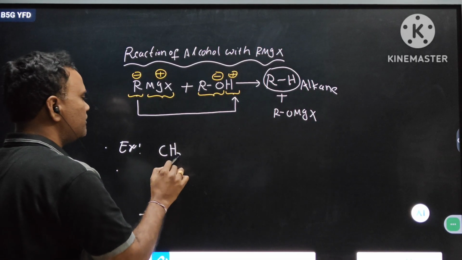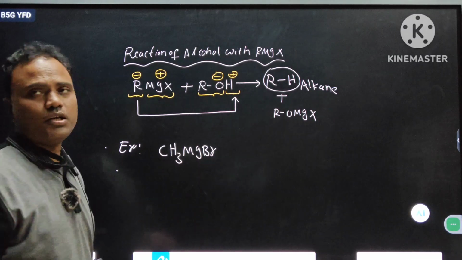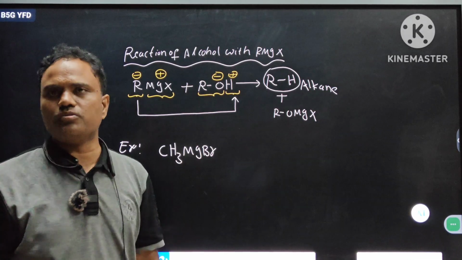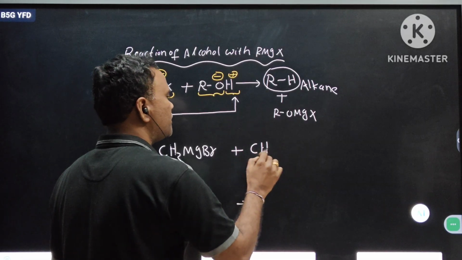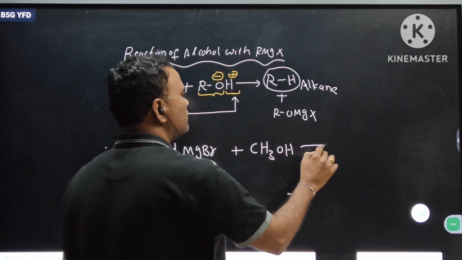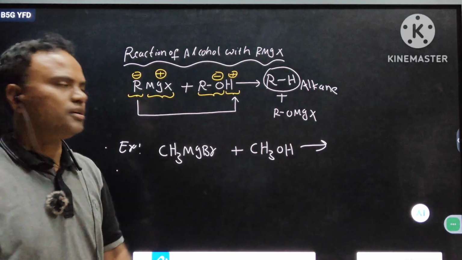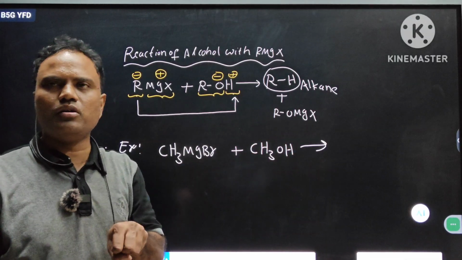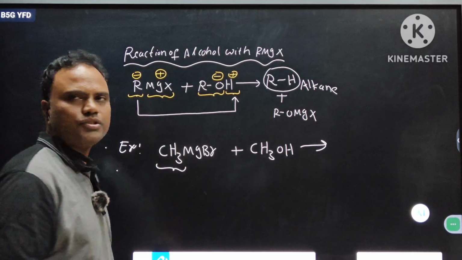I am taking methyl magnesium bromide. Any Grignard reagent we can take: methyl magnesium chloride, bromide, anything you can take. And I am taking methanol, methyl alcohol. What is the trick? Take hydrogen from the alcohol and attach to R. What is R here? CH3 is the R.